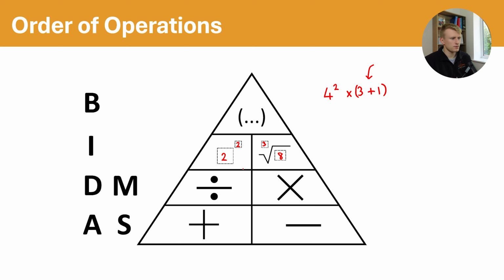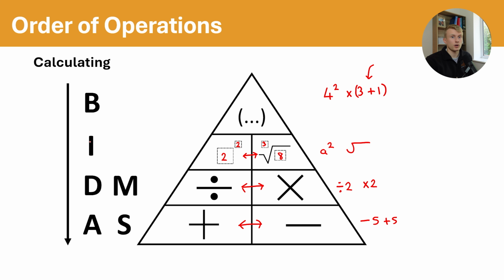Now, if you notice, each of these levels has what we call an inverse. So if we were squaring something, the inverse would be square rooting. And division and multiplication are also inverses. So for example, if we were dividing something by 2, the inverse, the opposite of that, would be to multiply it by 2. And likewise, addition and subtraction are also inverses. So if we were taking away 5 from something, the inverse, the opposite, would be to add 5.